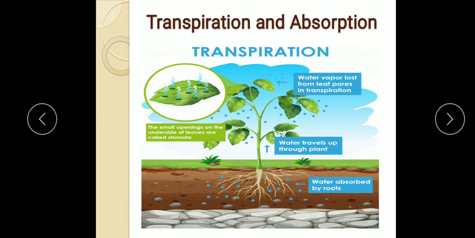So what is transpiration? That you underline in your book also. On page number 9, the loss of water in the form of water vapor through the stomata of leaves and other aerial parts of the plant is called transpiration. I am repeating, the loss of water in the form of water vapor through the stomata of leaves and other aerial parts of the plant is known as transpiration.